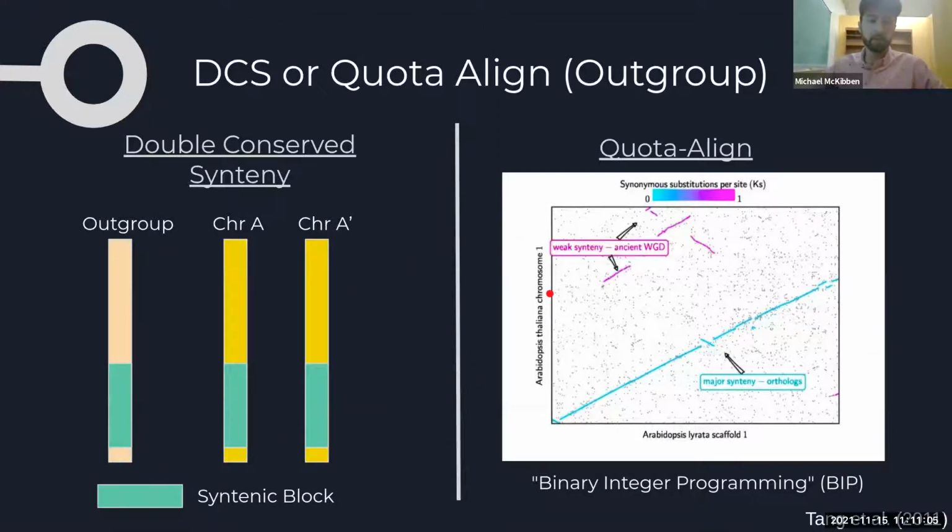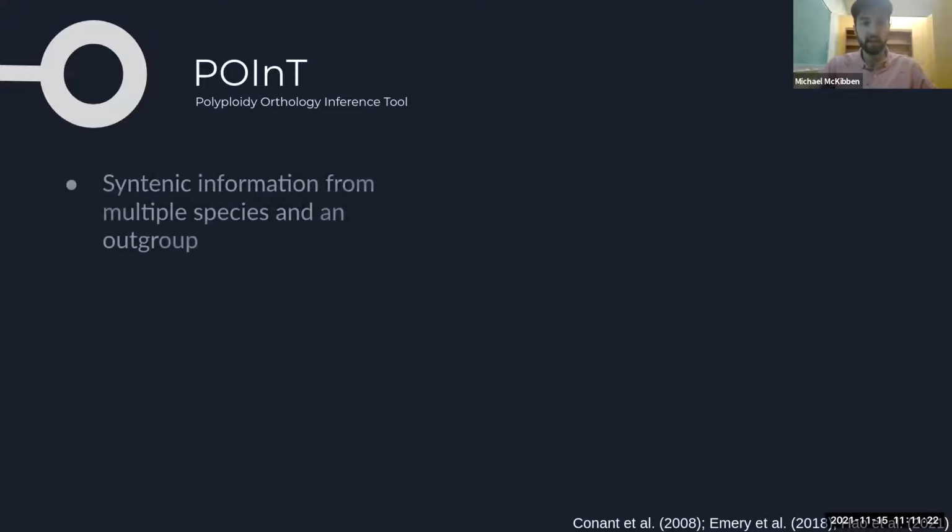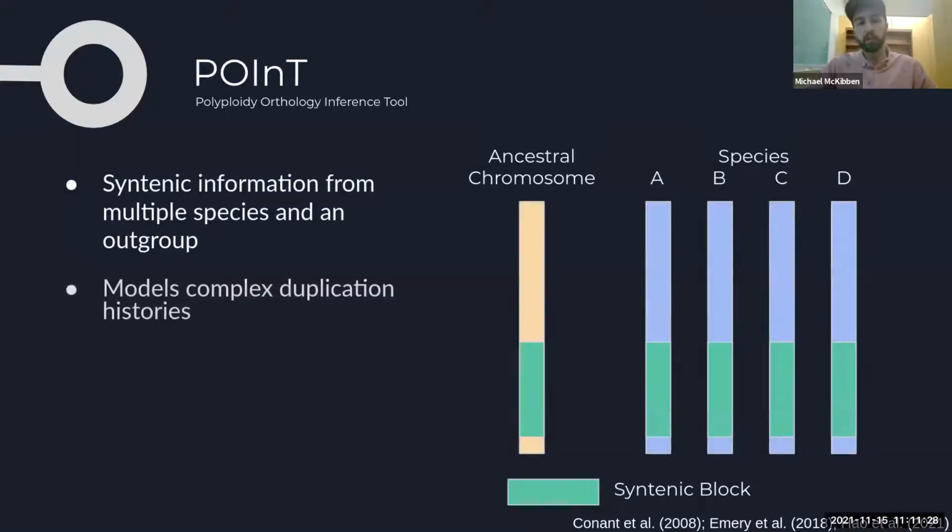Between all these methods, it's pretty widely applicable. However, once again, they all suffer from issues of false positives and negatives. A much more sophisticated approach would be to use something called POINT, or the Polyploid Orthology Inference Tool. POINT is rather amazing as it uses syntenic information from multiple species and an outgroup in order to model complex duplication histories in a species.